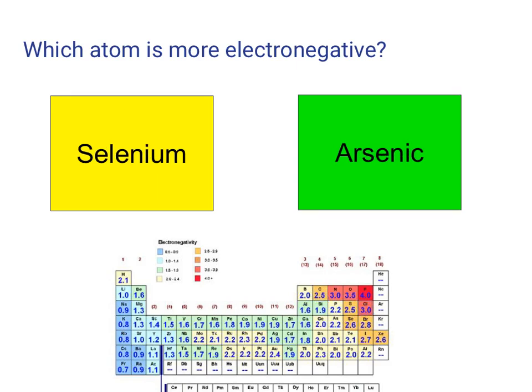Now let's look at selenium versus arsenic. So here is arsenic. Selenium is right next to it, right here. So selenium, it's farther to the right, so that should indicate to us that it should have a higher electronegativity, and we see that it actually does, 2.6 versus 2.0, so selenium is more electronegative.